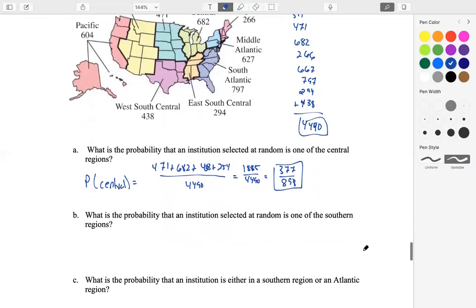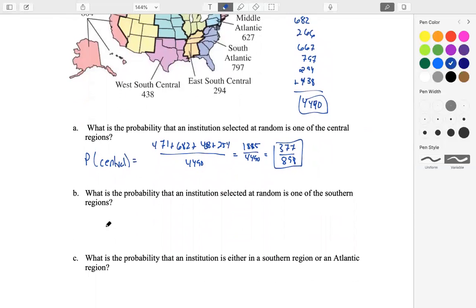All right, part B. What's the probability we have Southern? So the probability of Southern is going to equal any part that says Southern in the name. So we have 797 plus 294 plus 438, all divided by 4490. And that's going to equal 1529, I think, let me see, over 4490.